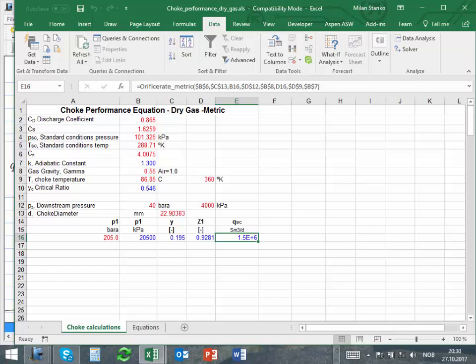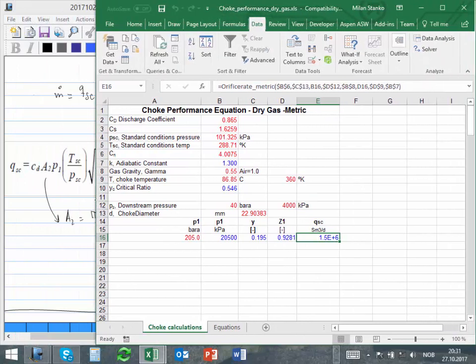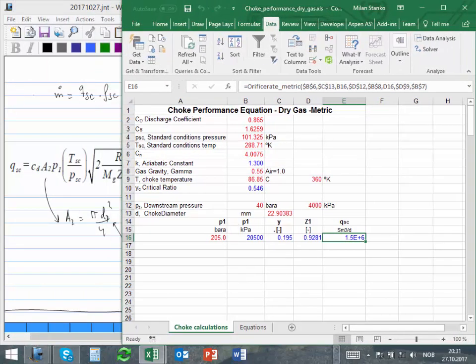All of you got the same? Yes? Okay. And of course, I ask you: am I operating in the critical region or in the subcritical region? Do I have critical flow in the choke or not?